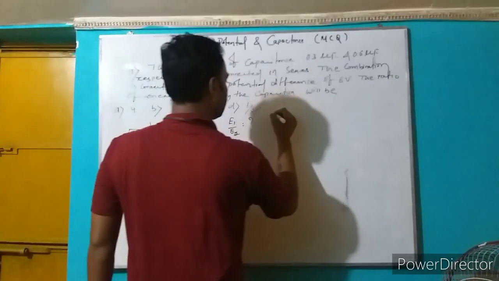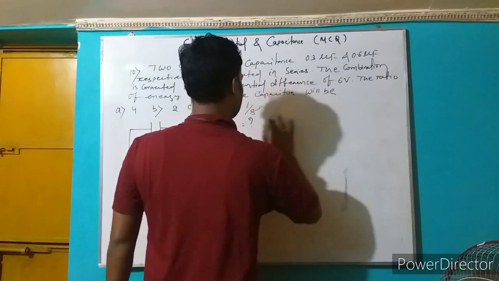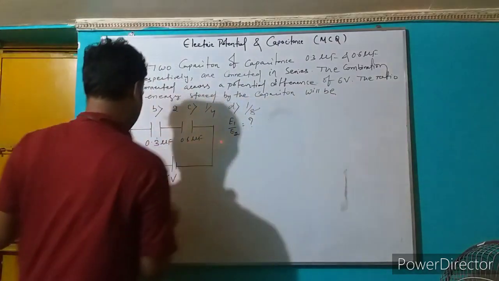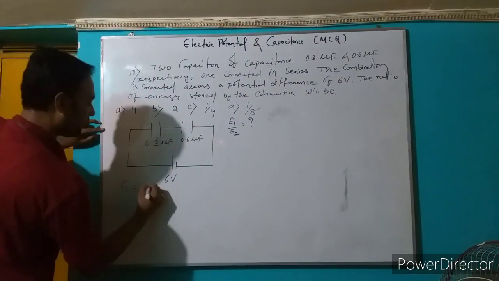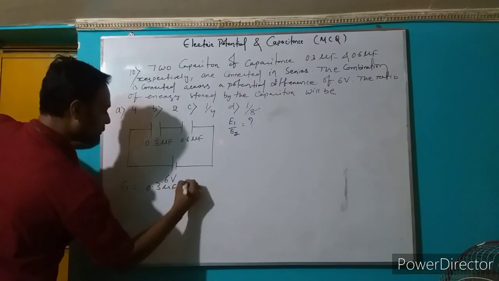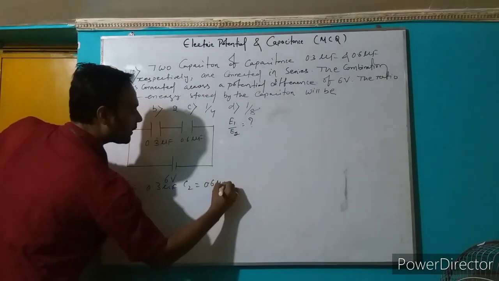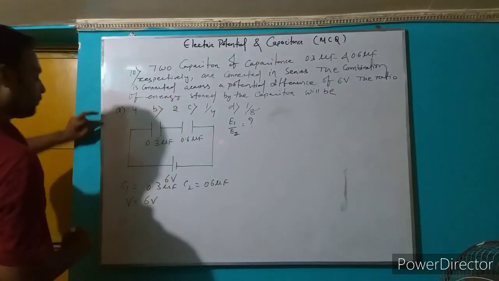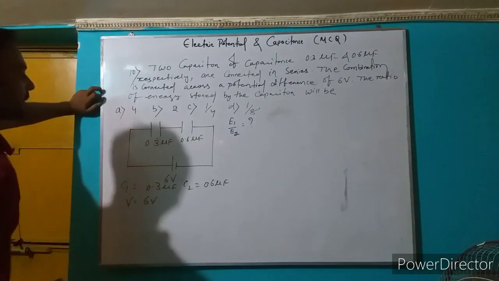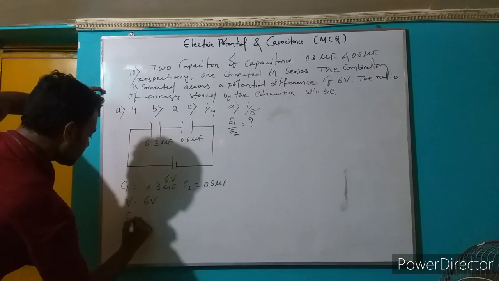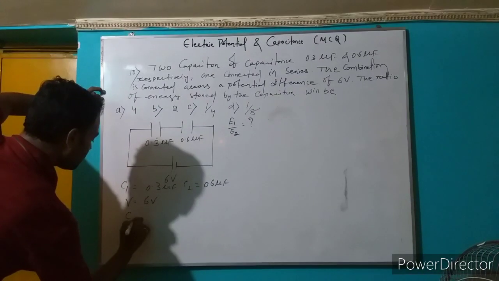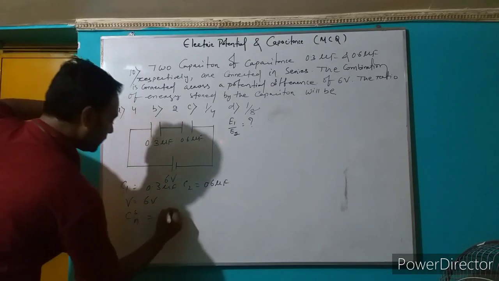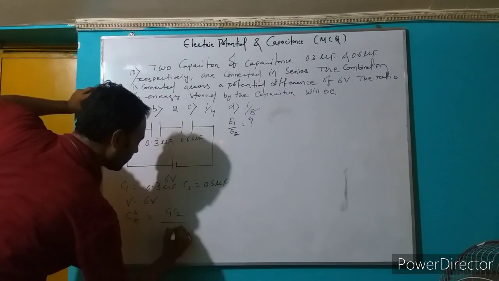So here, in that question C1 equal to 0.3 microfarad, C2 equal to 0.6 microfarad, and V equal to 6 volts. Okay, so the net capacitance of the capacitors connected in series, that is C net in series connection, equal to C1 C2 divided by C1 plus C2.